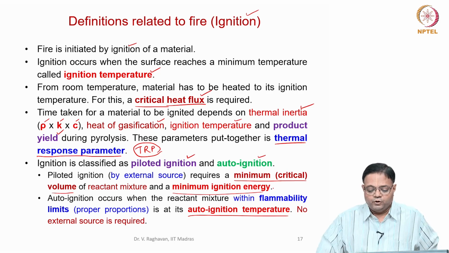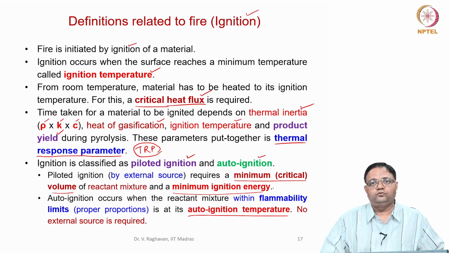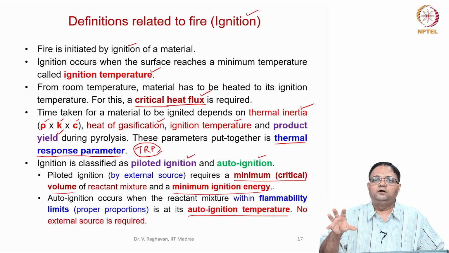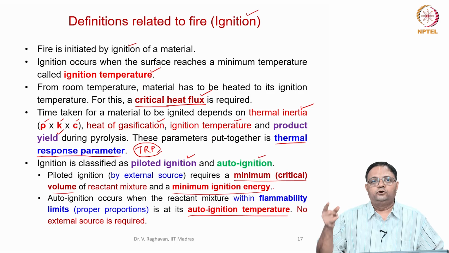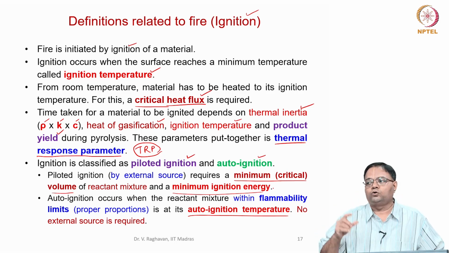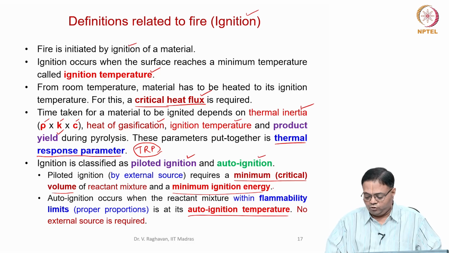Piloted ignition basically requires an external source with a minimum amount of material or mixture, gaseous mixture, which is available, plus it should have a minimum ignition energy. For auto ignition, a flammable mixture should exist at a temperature which is more than the auto ignition temperature. Okay. So now I will stop here.